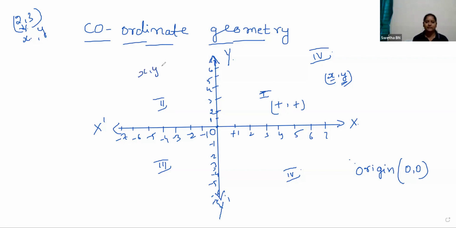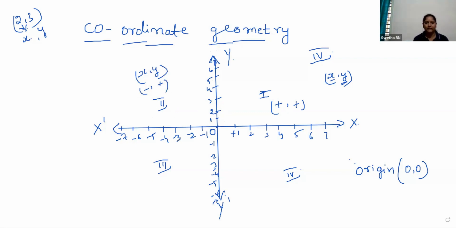Now come to the second quadrant. What is x here? Is it positive or negative? This is negative. You have to consider these two perpendicular lines, Ox dash and Oy. So x is negative and y is positive. So minus and plus in the second quadrant.